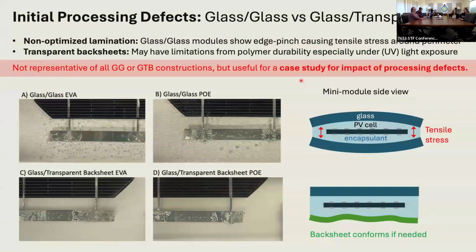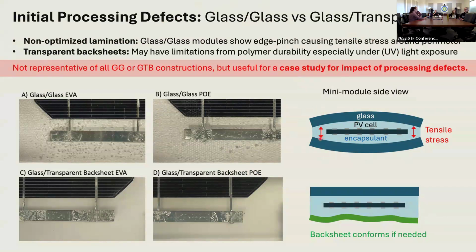So this is a sample set that had some non-optimized sample fabrication. We have glass samples and glass transparent backsheet samples, both single cell mini modules. The lamination was not optimized for the glass construction, and so these glass samples do have edge pinch, causing this tensile stress around the perimeter, like I'm showing in that schematic down here.